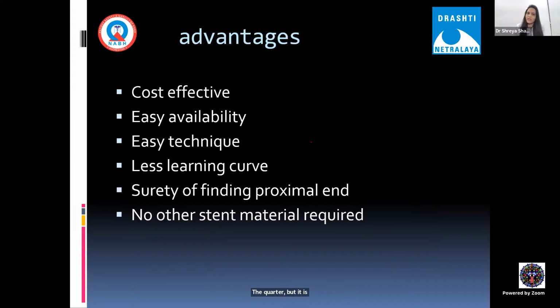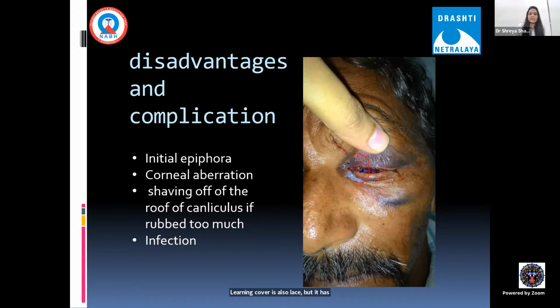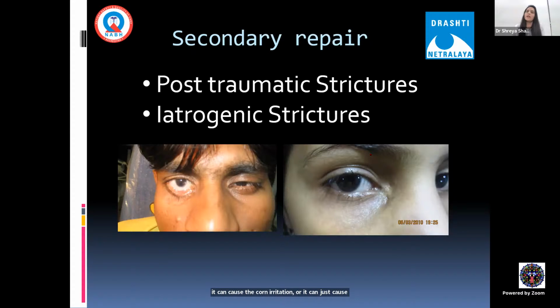The learning curve is also less, but it has its own disadvantages, as Prolene is a very strong material and it can cause corneal irritation, or it can cause shaving off of the canaliculus roof. And it is not properly effective in post-traumatic strictures.